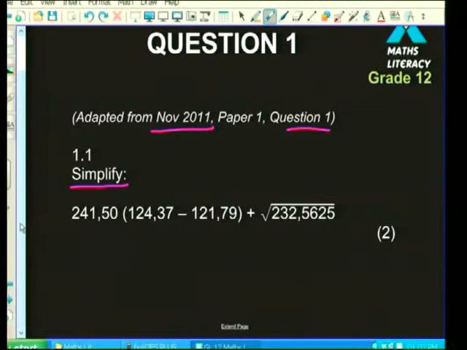And then it gives you a whole lot of big numbers, and we've got a square root, so let's just read it. We've got 241,50, open brackets, big numbers, another big number, plus the square root of a big number with 4 decimal places. So I don't want you to panic about any of this.